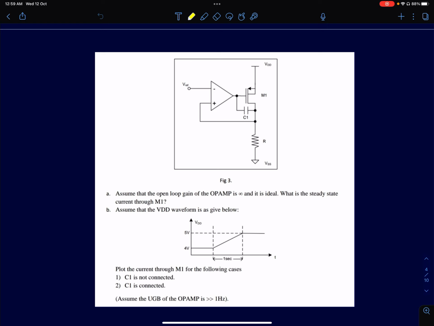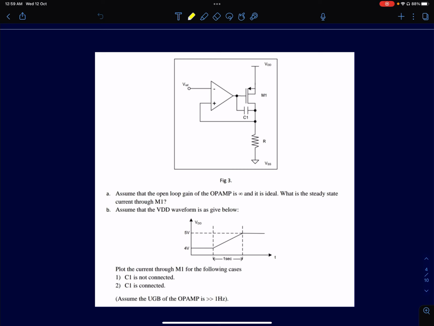So this is an interesting question. In fact, at a later stage, I'll make a series of lectures on LDOs, low dropout regulators. This circuit falls under that category of regulators called series regulators. It's a very simple circuit, but it looks slightly complicated when you introduce a capacitor.